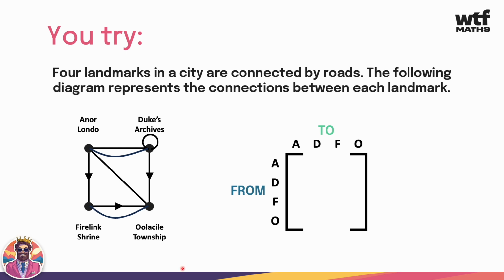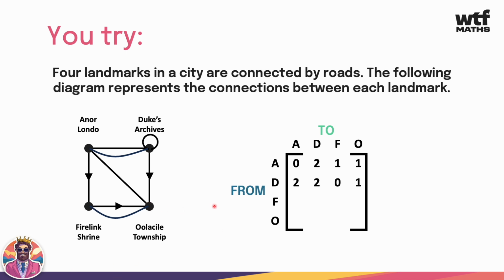Alrighty, let's try to go through this problem. First of all, A to A is 0 because there was no loops on A. A to D is 2 because there was one path from Anorlondo and another one there. A to F is 1 because this is just a one-way street going down to Firelink Shrine there. And A to O is also 1 because this is the only path we can take to Ulasil. Awesome.